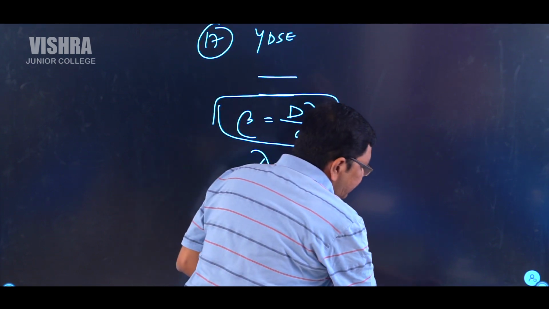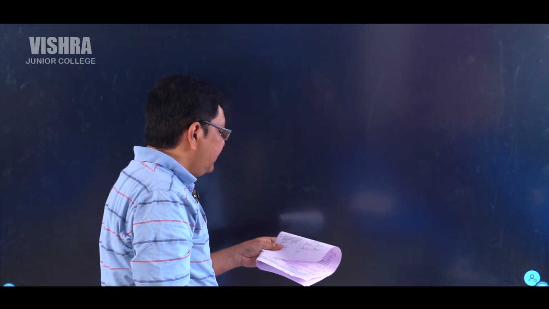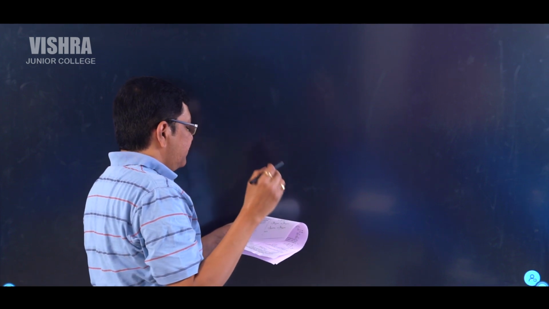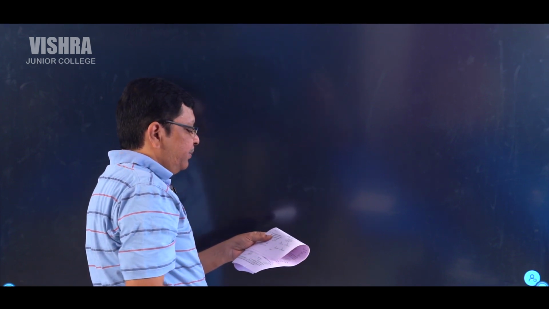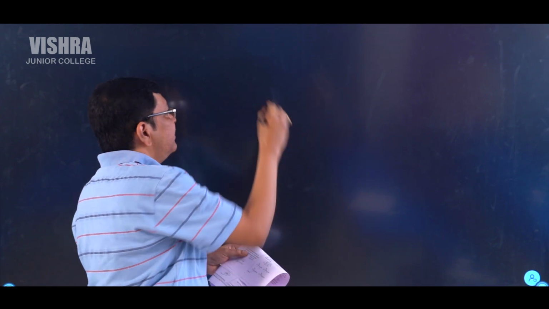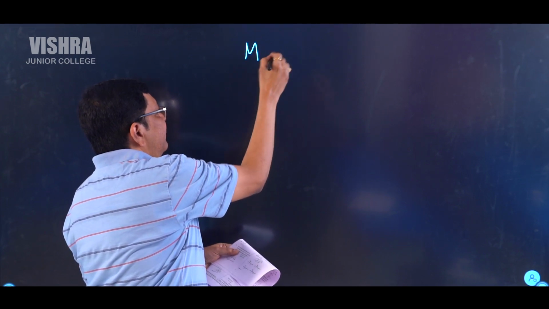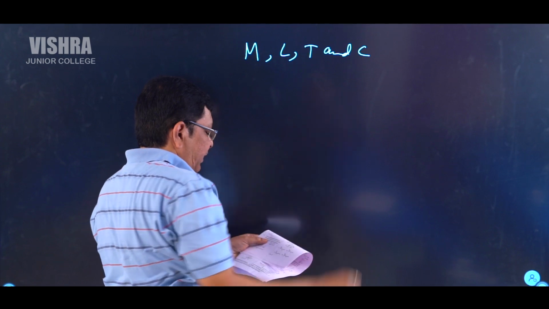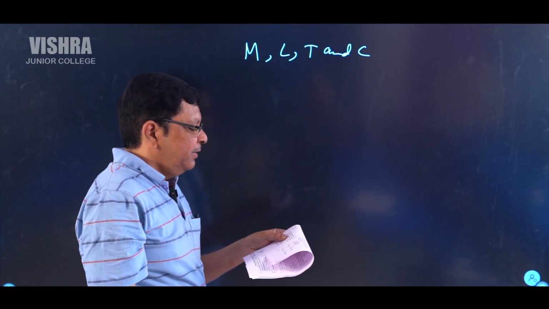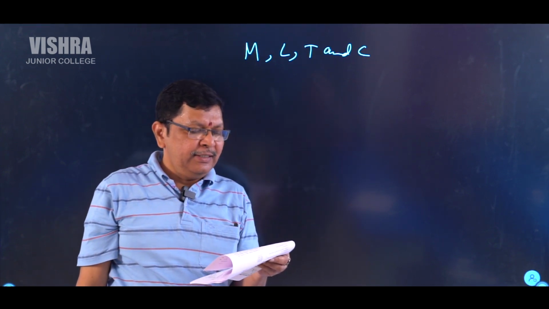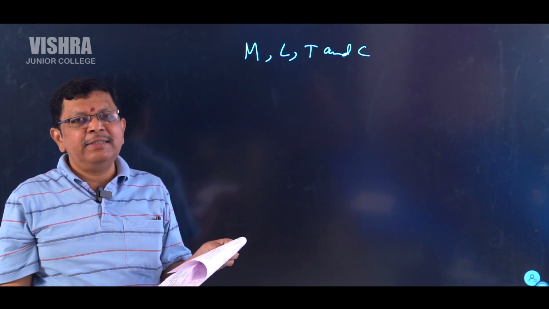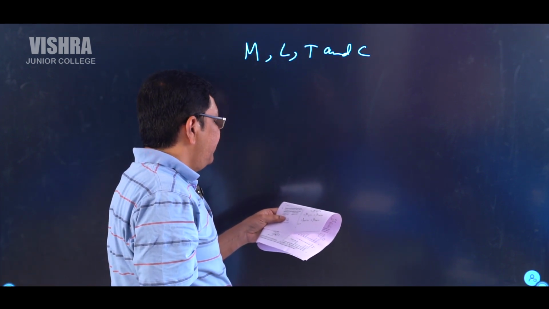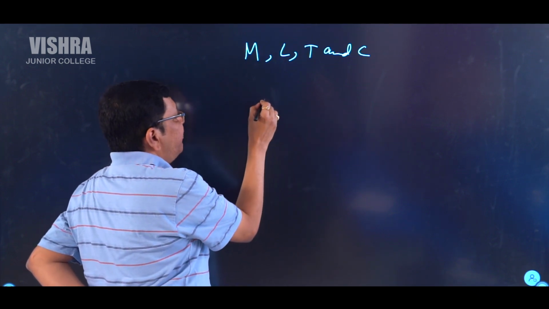This next question is from electric capacitance and the units and dimensions. Find the correct dimensional formula for capacitance in terms of M, L, T and C. Here M is the unit of mass, L is the unit of length, T is the unit of time, C is the unit of electric charge. Then what do we have to write? We have to write the dimensional formula for capacitance.